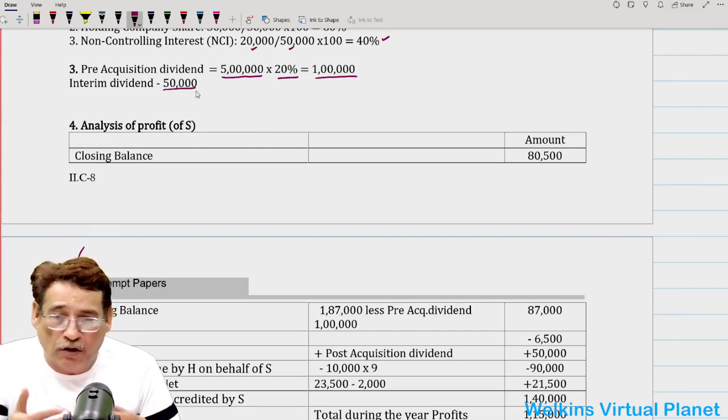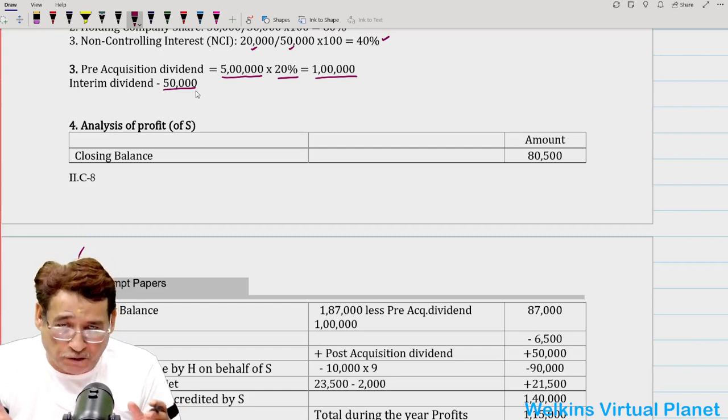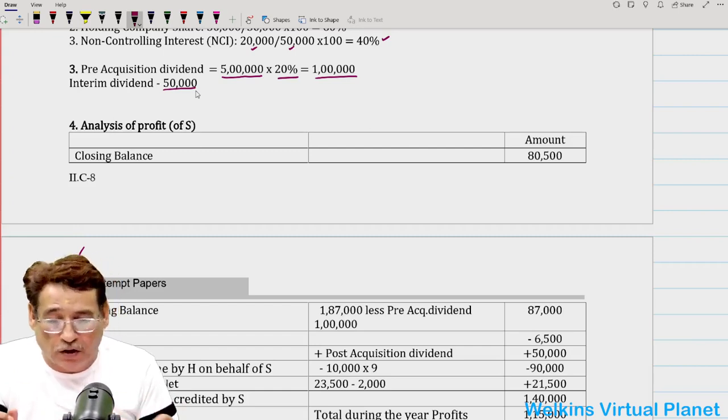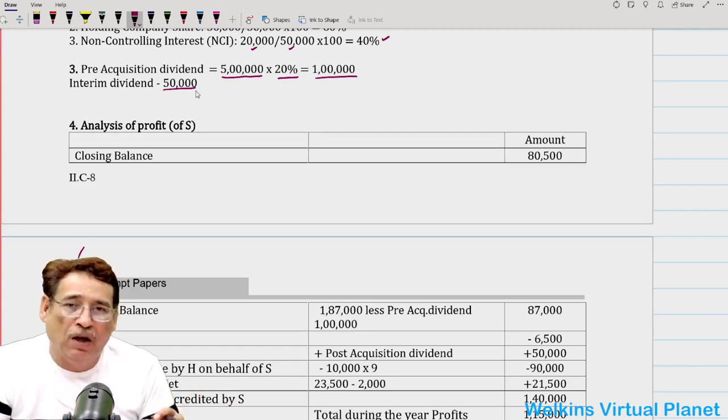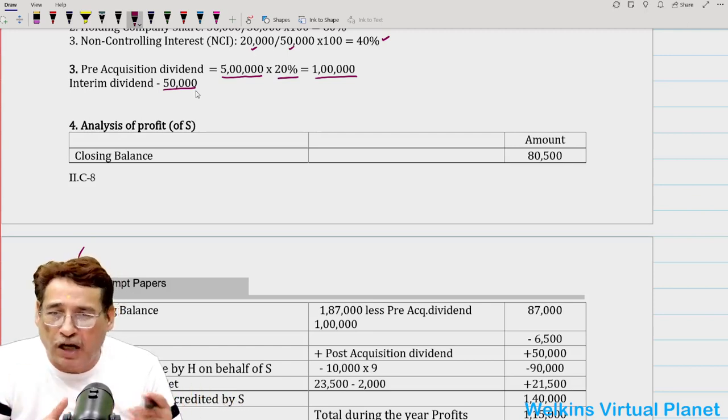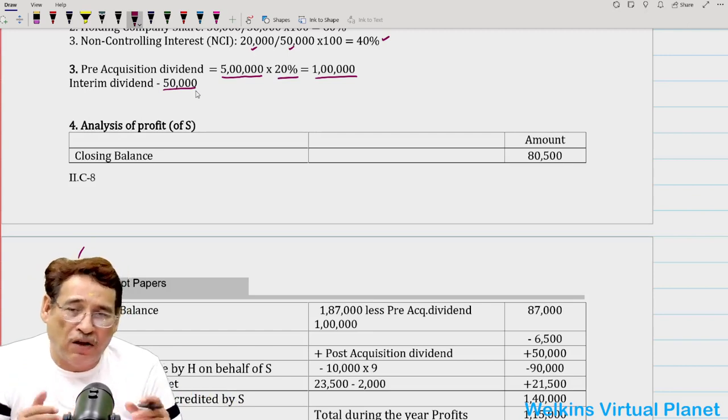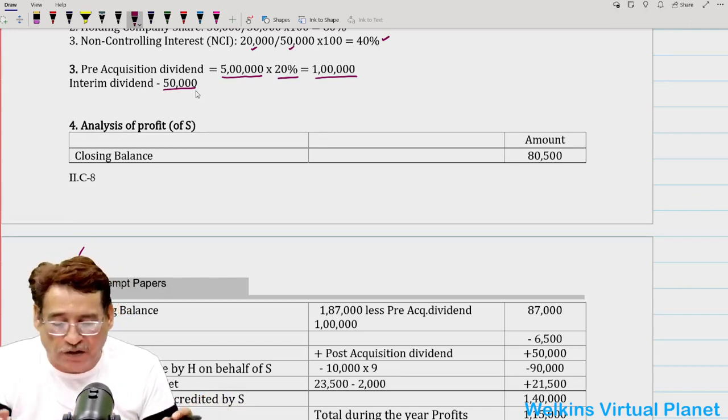I told you, I have already given you the rules of pre-acquisition dividend and post-acquisition dividend also. Pre-acquisition dividend will be subtracted from opening balance. Holding company share will be subtracted from their P&L and then later on from investment account. In case of post-acquisition dividend, we add it to during the year profit, and the respective share of holding and minorities will be subtracted from their respective interest.